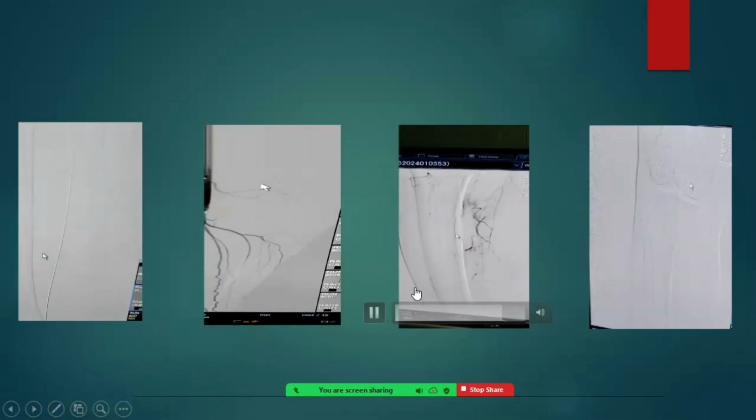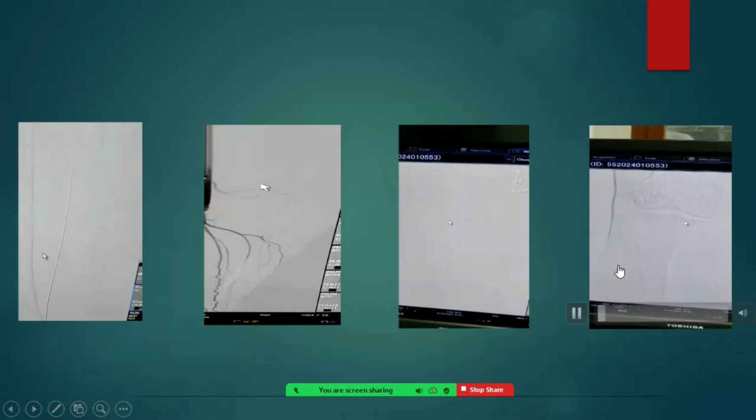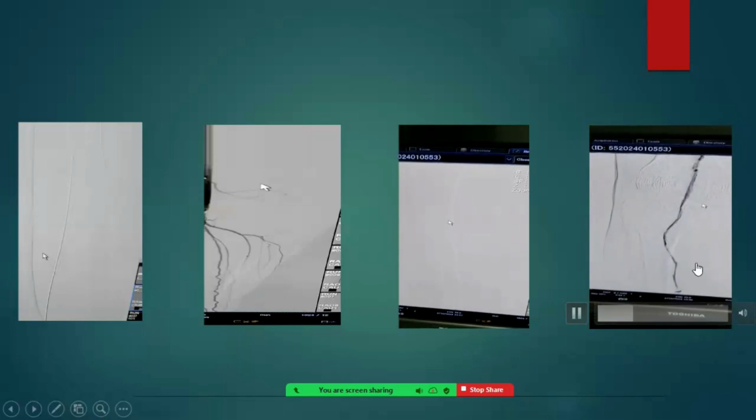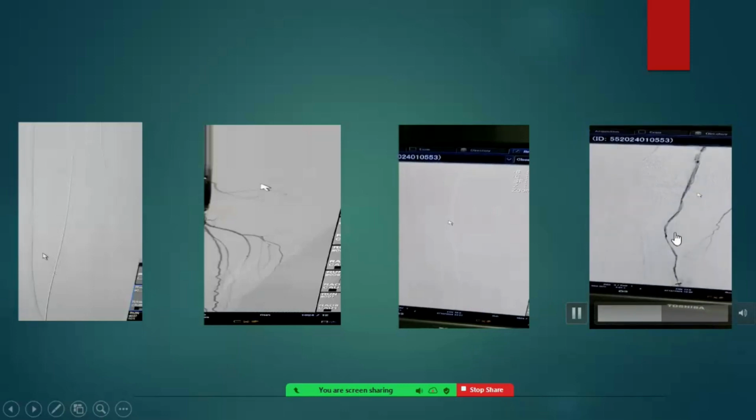No ATA, PTA, nothing was visualized. Then we did the ballooning again. A little streamline flow was established. It was again blocked after some time.